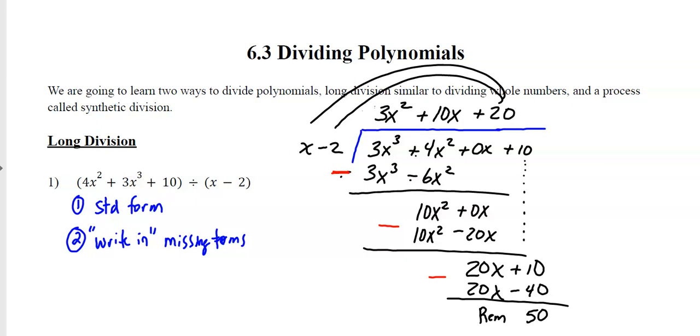Now, how we're going to express our answer is with exactly what's on top, 3x squared plus 10x plus 20. And then we're going to go plus, and we're going to put this remainder, this little 50, over this outside expression. So the final answer is right there. You always just slap the remainder on top of the number that's on the outside.